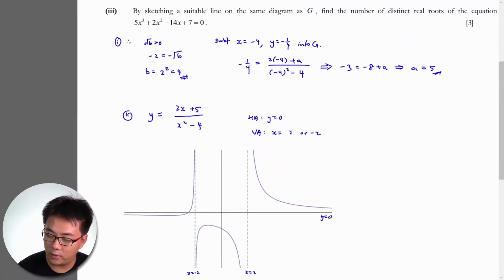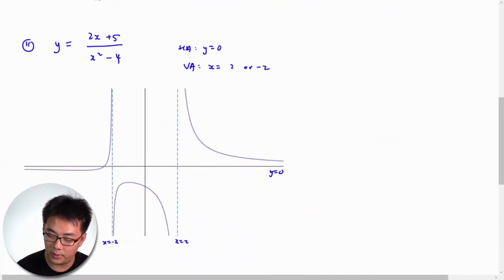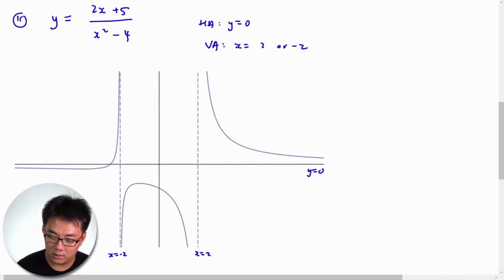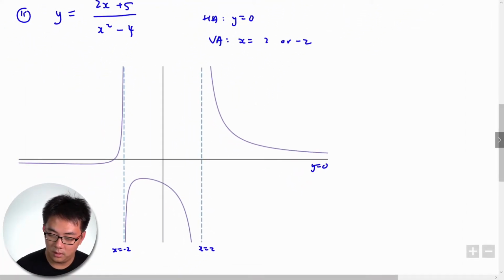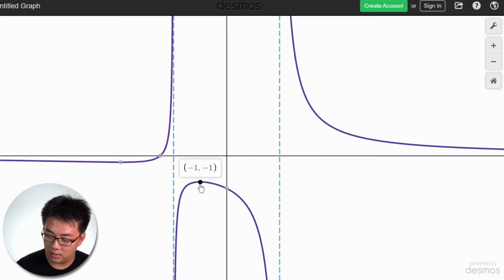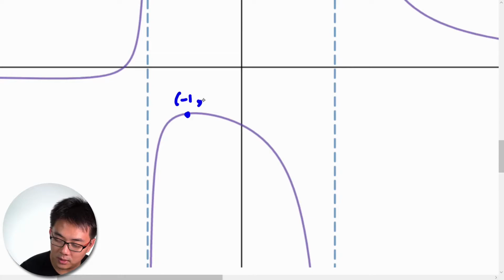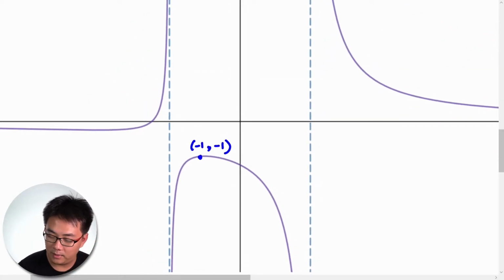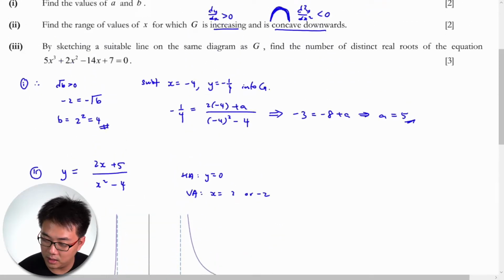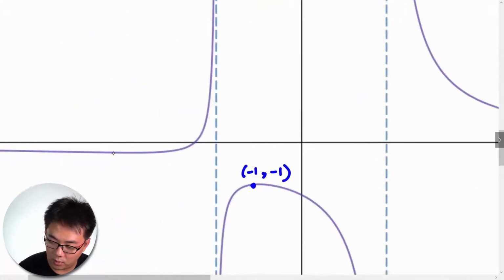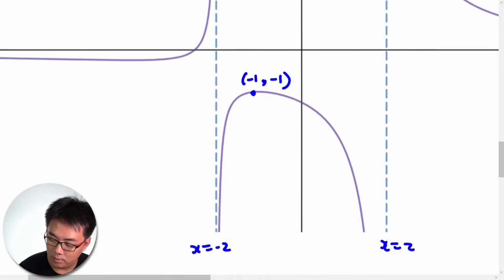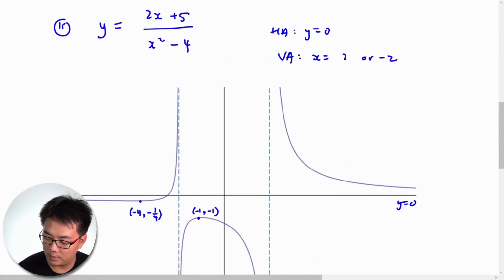You could actually very quickly find the max point by using the GC. But actually you need the GC because you need the increasing, right? So you just can calculate. This is -1, -1. So we have -1, -1 here. I trust that you know how to find -1, -1. And after that, the minimum point was actually -4, -1/4. Okay, so that's about it.